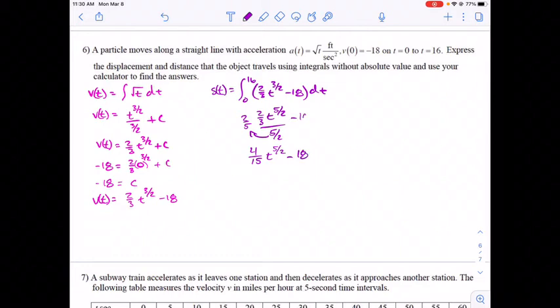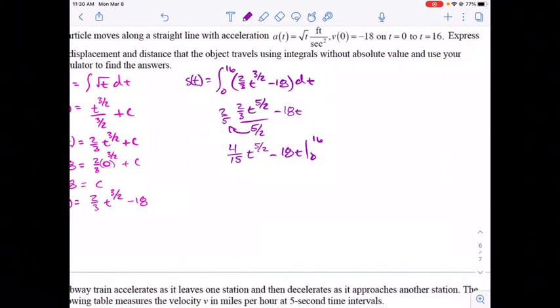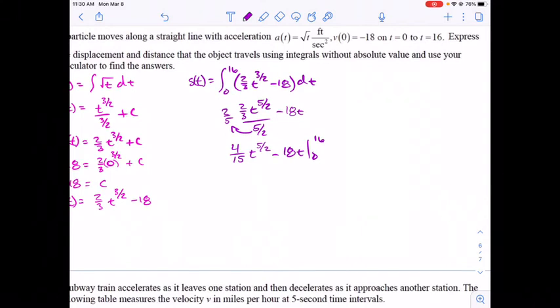So I probably should have done this earlier. Now we're going to evaluate this from 0 to 16. As we plug this in, the square root of 16 is 4, to the 5th power, times 4/15, is going to give us 4,096 over 15. And then we have 18 times 16, which is going to give us minus 288.